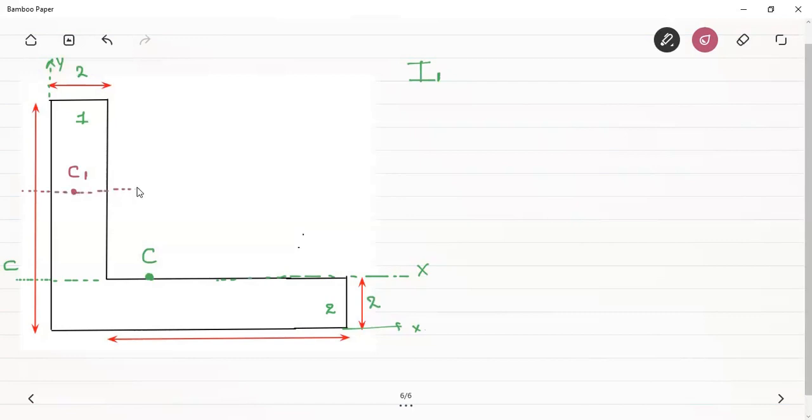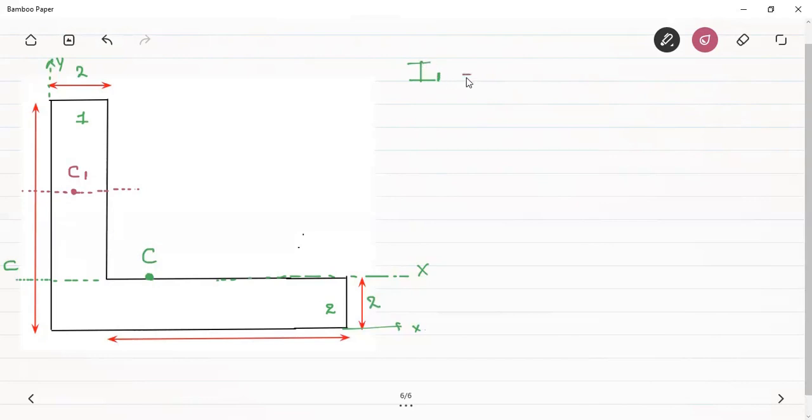This is the centroidal x-axis, but of the first rectangle. Remember, it is of the first rectangle whose width is equal to 4 meters. Since I know the moment of inertia of this first rectangle about its own centroidal x-axis, I can make use of the parallel axis term to find the moment of inertia of this first rectangle about the centroidal x-axis of the complete figure. Hope it is clear.